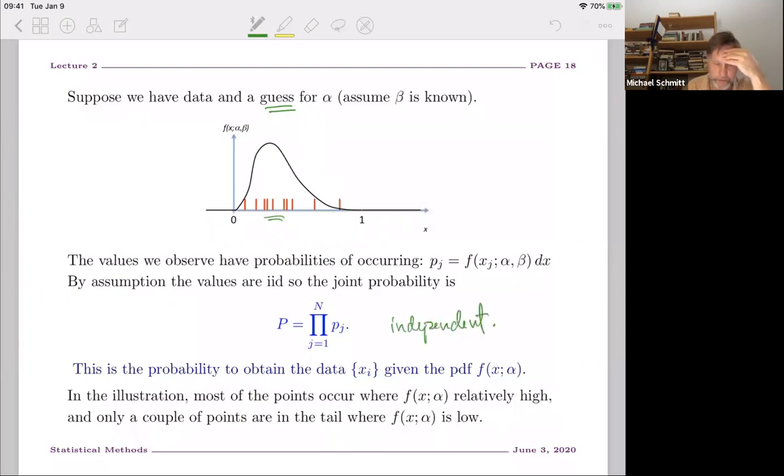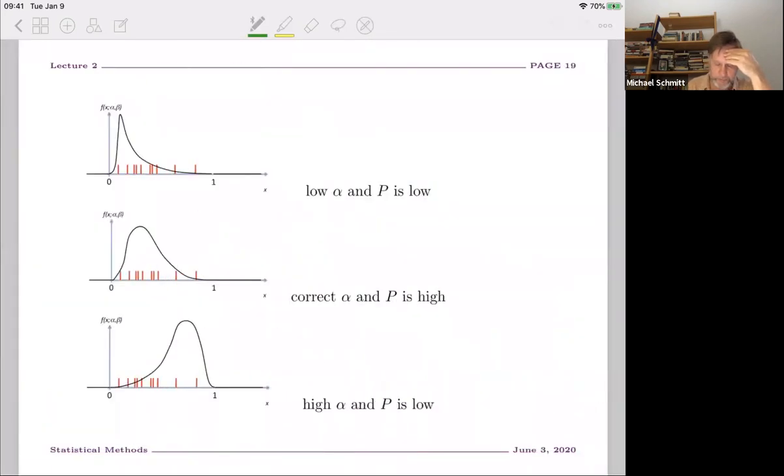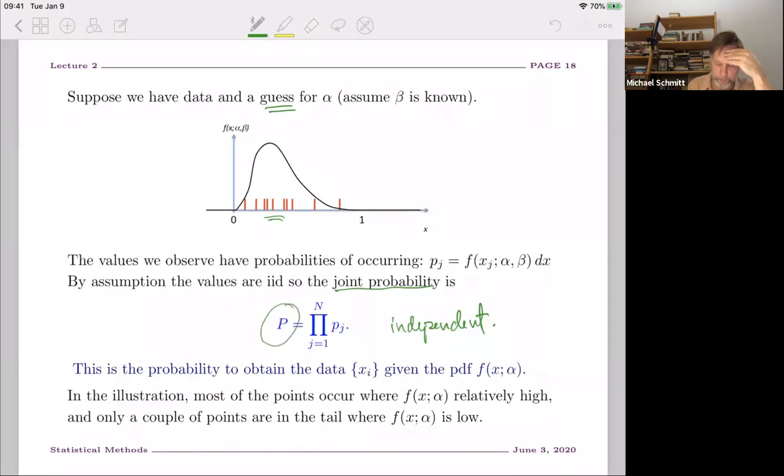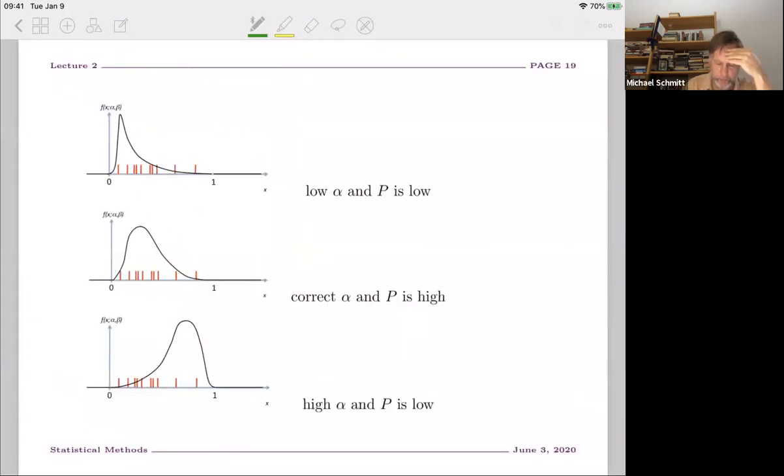So I just take the product of them, right? The joint probability is just the product of the individual probabilities. It factorizes, okay? So let's consider what happens to my calculated value for the joint probability if I take a really low value for alpha, which means that the curve will peak at low values, a correct value for alpha, or a high value of alpha.